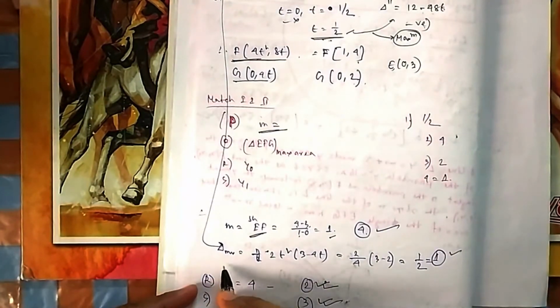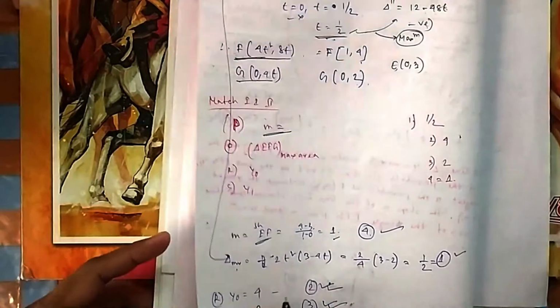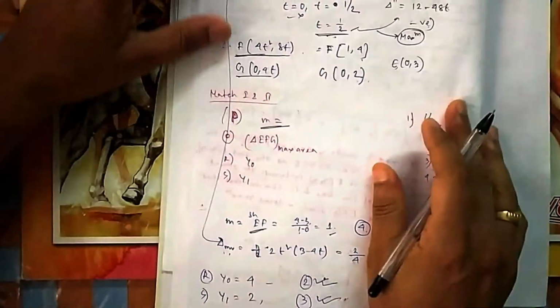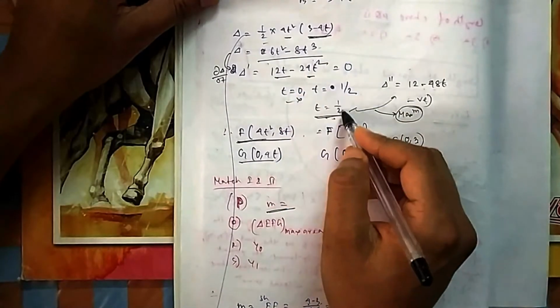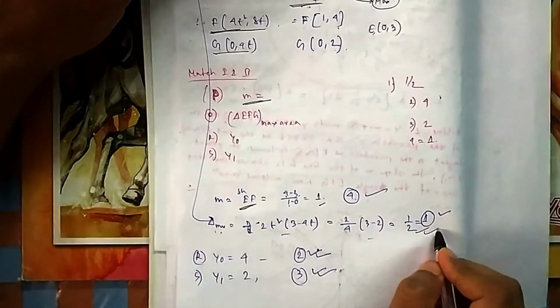So next one is what they are asking: delta max. What is the maximum area? So the area is this one. You know this one. For maxima you need to put t equal to half. If you put t equal to half, you will get the maximum. So you put t equal to half there, so this is also correct.